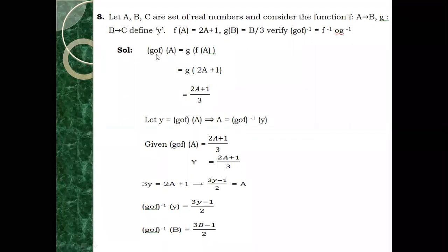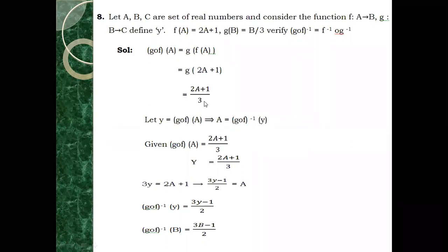First, we need to find (g∘f)(a), that is equal to g(f(a)). Here the value of f(a) is 2a + 1, so this is of the form g(b), where in place of b we have 2a + 1. From g(b) = b/3, in place of b we put 2a + 1, so g(b) is equal to (2a + 1)/3.